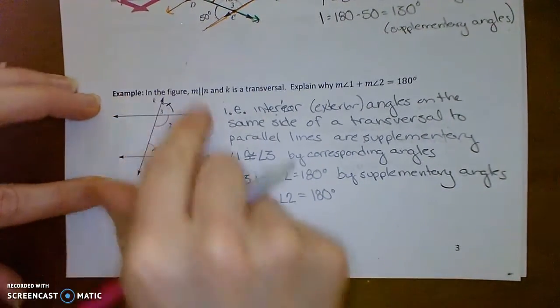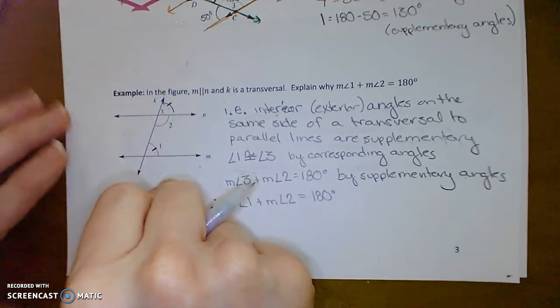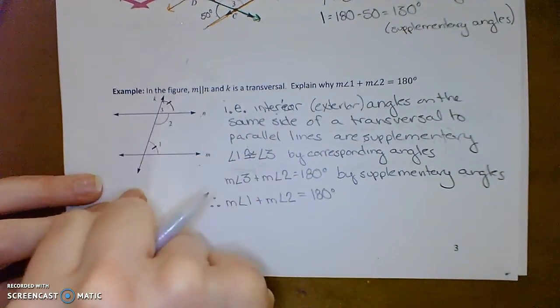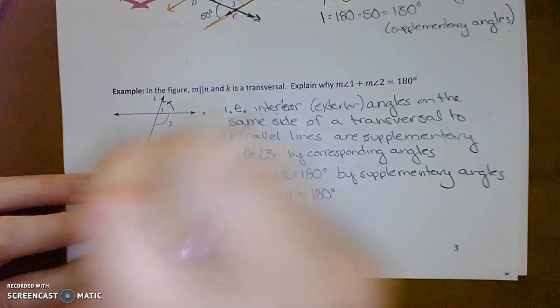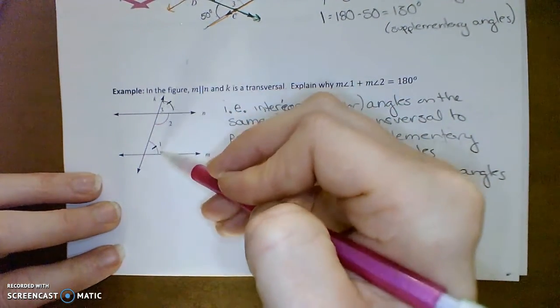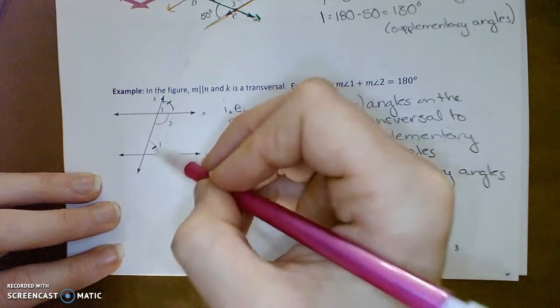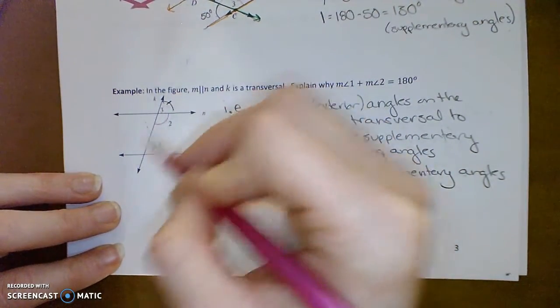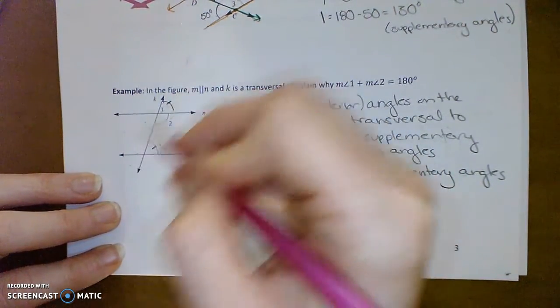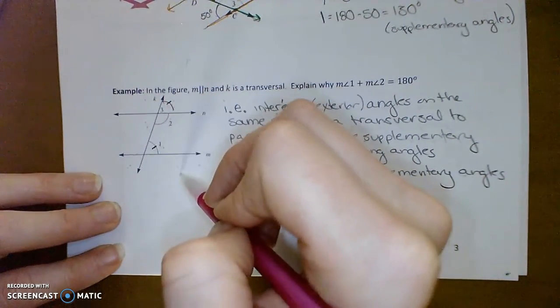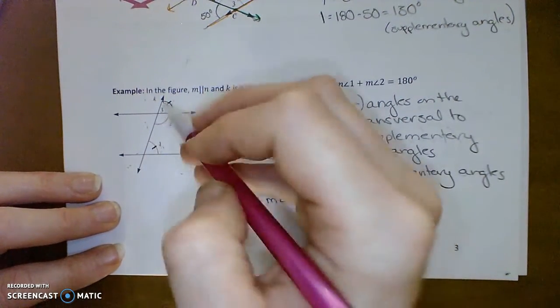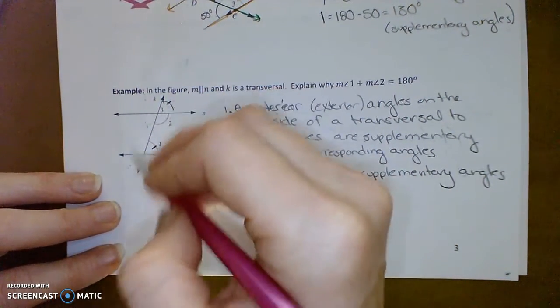So we know a whole bunch of things about all the angles made by two parallel lines and a transversal. First, we know all pairs of corresponding angles are congruent. All pairs of alternate interior angles are congruent. All pairs of alternate exterior angles are congruent. We know that vertical angles are congruent.